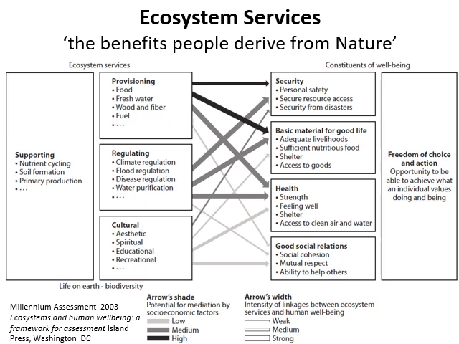This classic diagram from the Millennium Ecosystem Assessment shows that there are many aspects of ecosystems that lead to benefits to people, and also that the concept of human well-being has many dimensions, not just income.